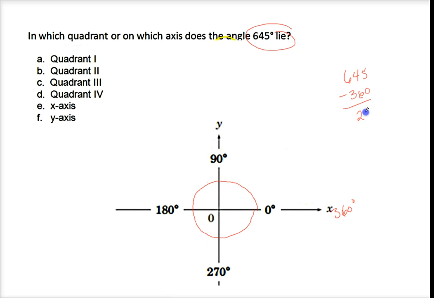And we find out we have 285 degrees left over. So that means this angle starts at 0, makes one full circle, that's 360, and then it goes 285 degrees further. So it continues around past 90, past 180, past 270, and about right here would be another 285. Okay, so together it's 645, and it ended in quadrant 4 once again.